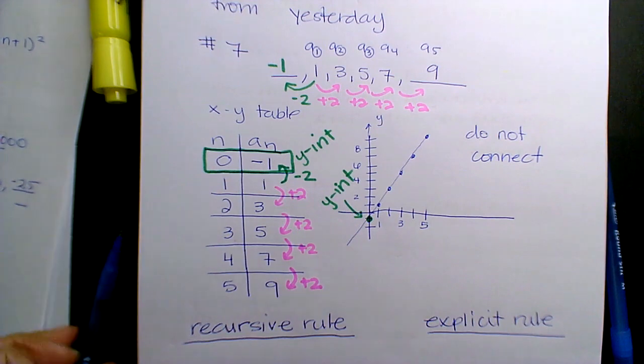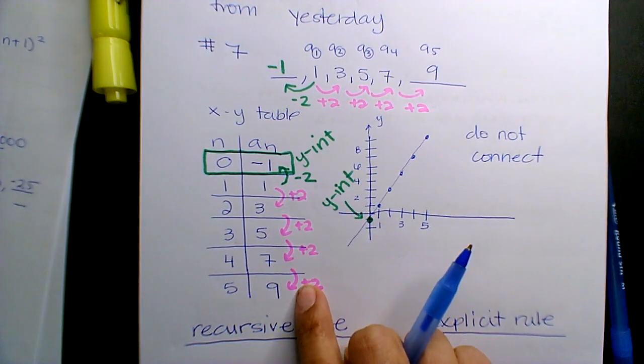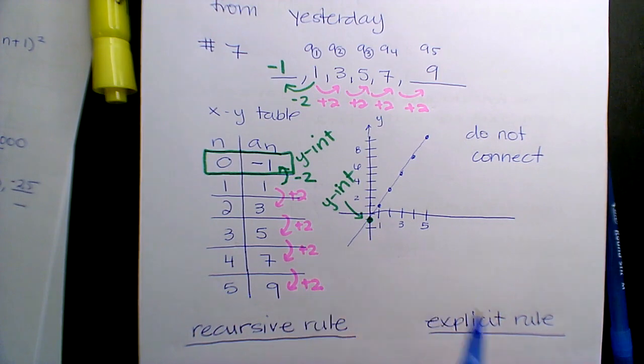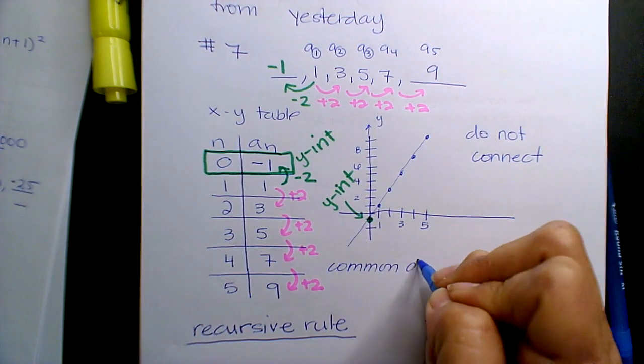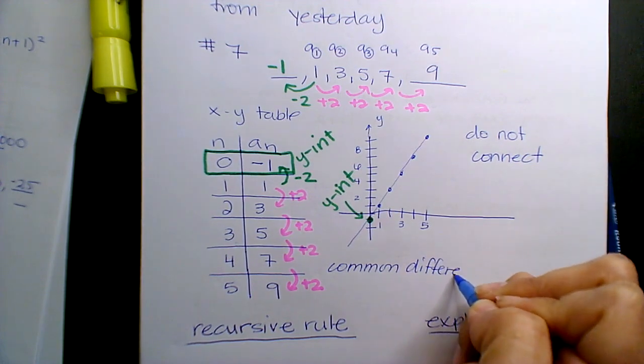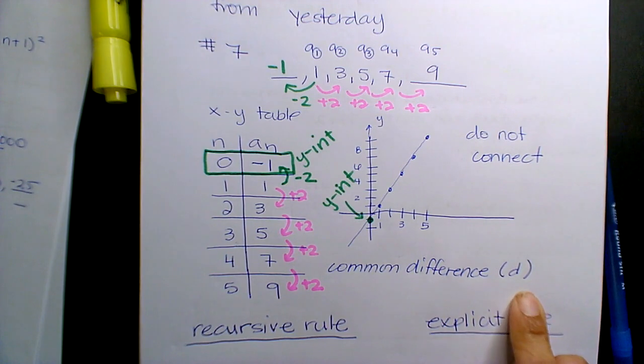Okay, so what is that called? That common number that keeps getting added and added, consistently, it's called your common difference, which is the letter D.